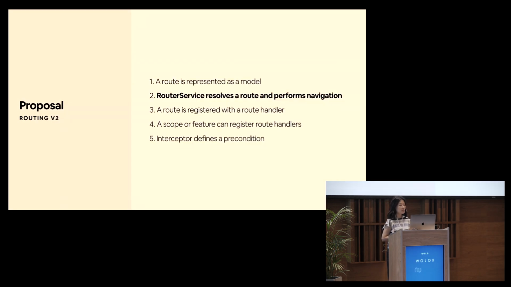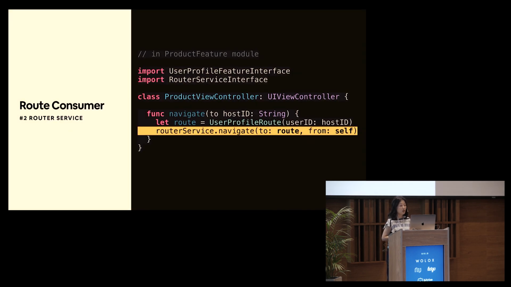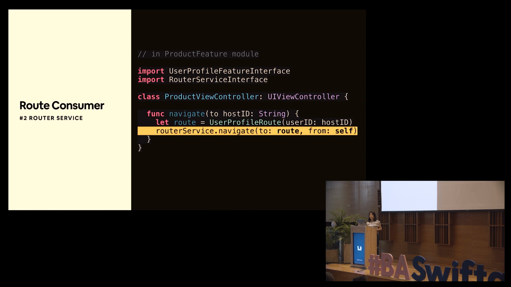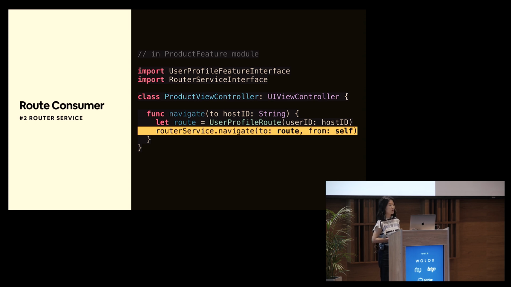Number two, router service resolves a route and then performs navigation. The consumer would have an instance of a router service injected into its feature, and we call navigate on the router service. It finds the corresponding route handler associated with user profile route and performs navigation.